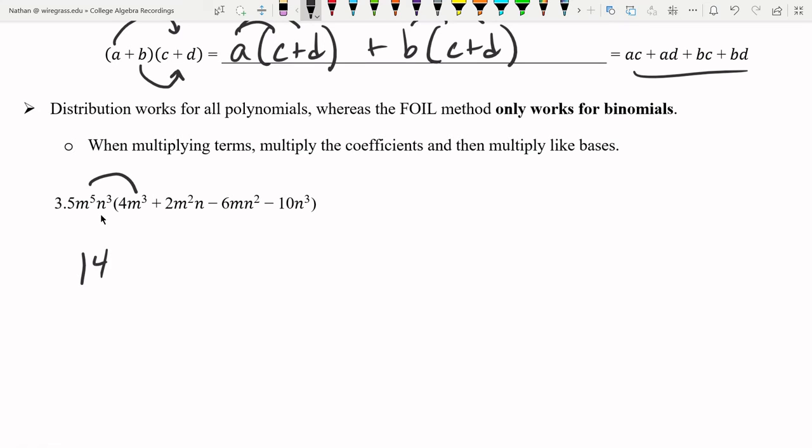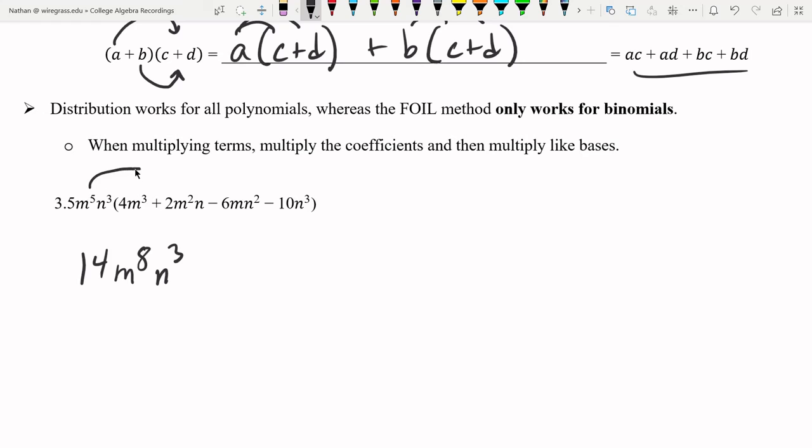Then we're going to multiply the relevant bases together. We have m to the 5th times m cubed. Those are like bases that are multiplying. So we're going to add the exponents. 5 plus 3 is 8. N cubed, there's no other n cubed here, so we're just going to add it on to the end. Okay, and that's the first term done.